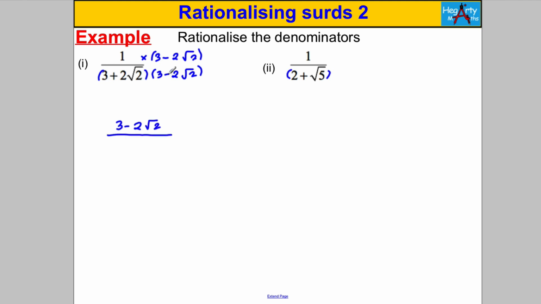Now on the bottom, 3 times 3 is 9. We're going to take away 2 root 2 times 2 root 2. 2 times 2 is 4. Root 2 times root 2 is 2. 4 times 2 is 8. So it's going to be 9 take away 8. Now 9 take away 8 is 1. So this divided by 1 is just 3 subtract 2 root 2.